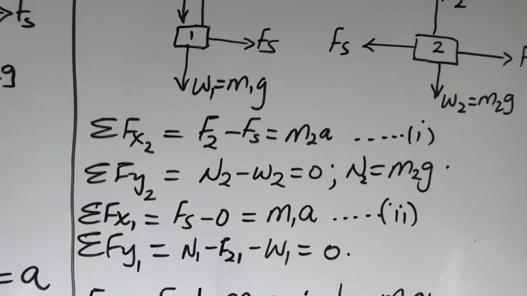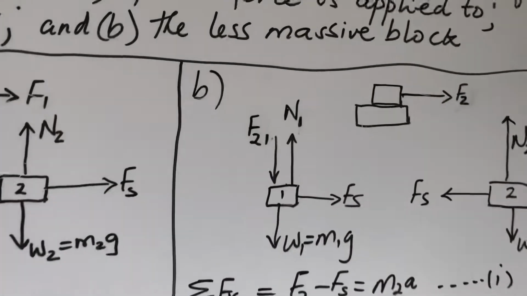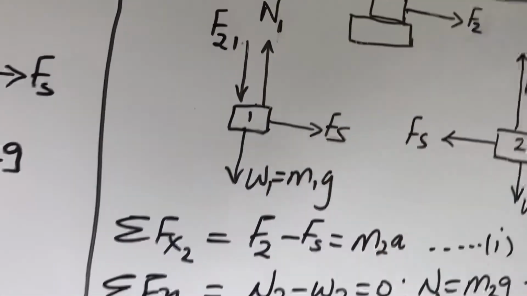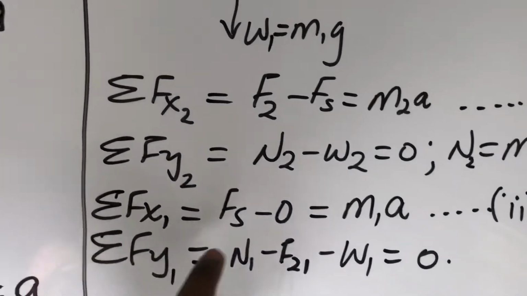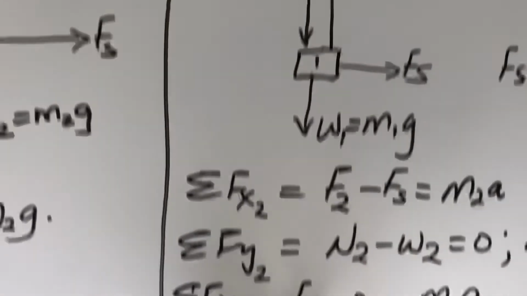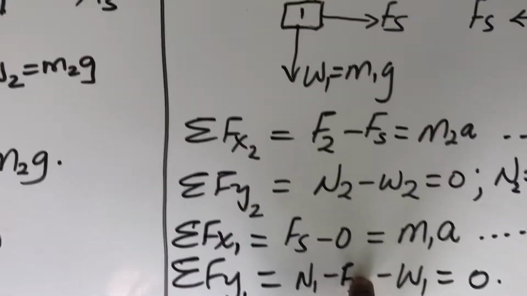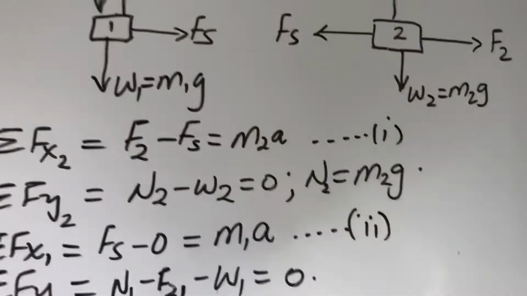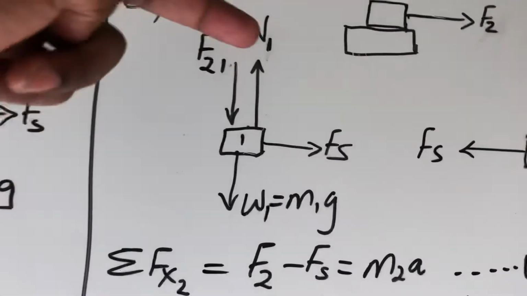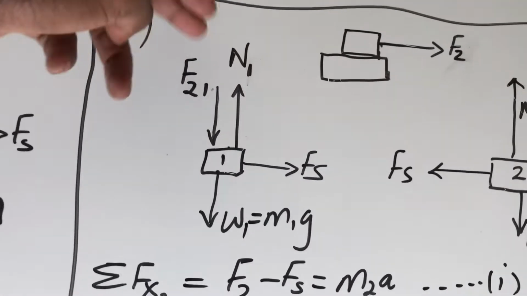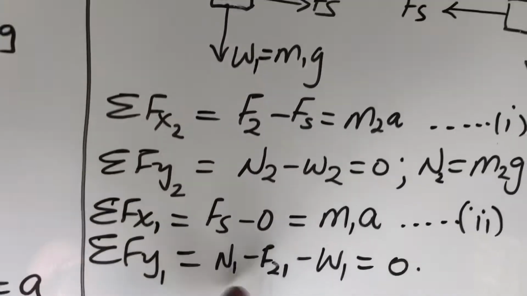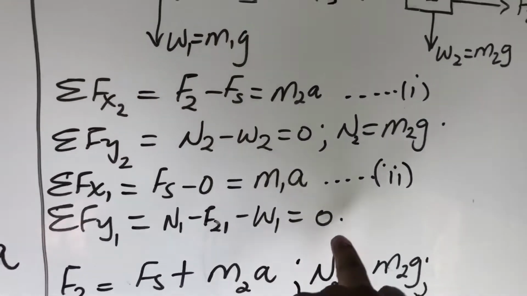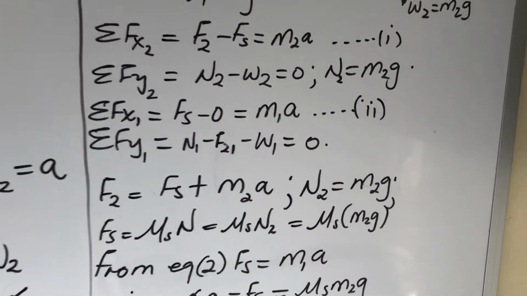So now, if you look at what's going to happen on block number 1, the sum of all the forces acting in X: on block number 1, you've got Fs. There's only Fs. So Fs minus 0, there is nothing on this side, is going to give you Ma. Then those acting in Y: you've got N1, which is going up, minus these two that are going down. So N1 minus F of 2 on 1 minus W1 is going to give you 0.